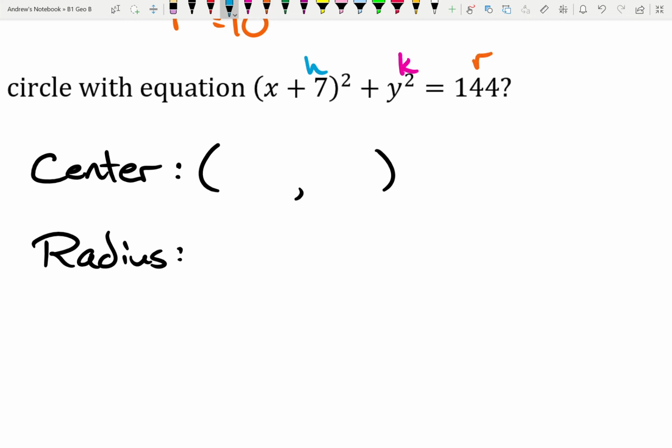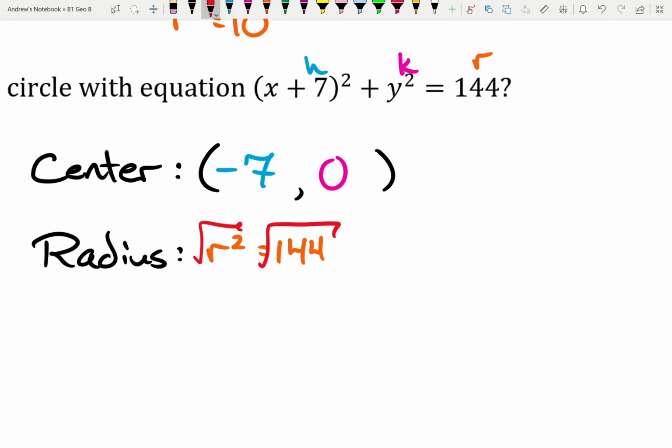Just like we've been talking about, that's x plus 7. Because it looks like plus 7, the h is actually going to be the opposite, negative 7. Same thing is happening with the k as it was with the h on the last problem. There's nothing with that y, so we can just call it 0. As for the radius, r squared is equal to 144. Take the square root of both sides, and the radius is just 12.